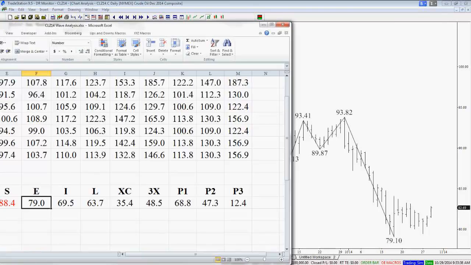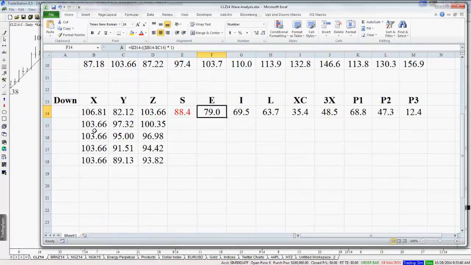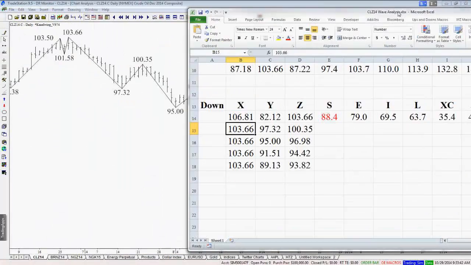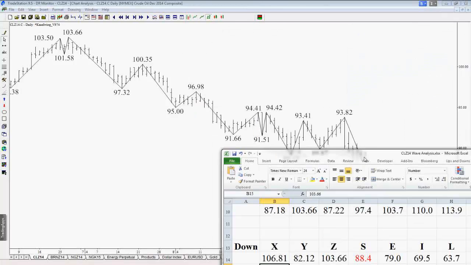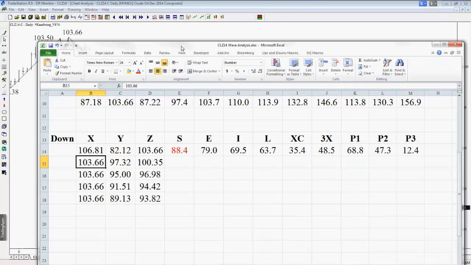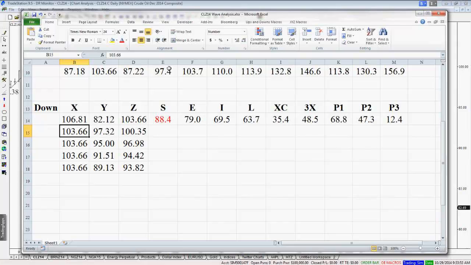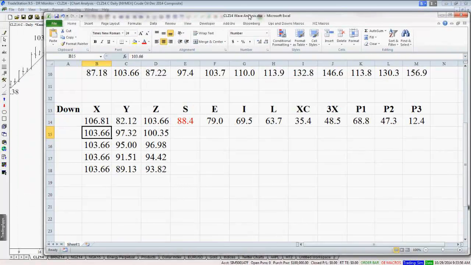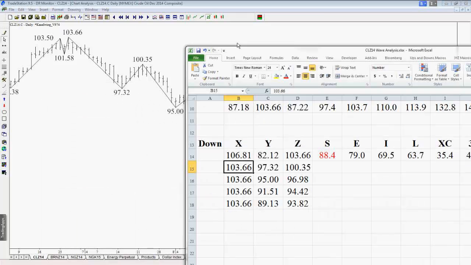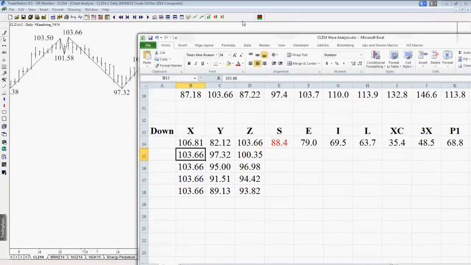Okay, now I've done most of that work already. All right, I've picked the waves down 103.66 to the 97.32 up to the 100.35 down to 95 back up to the 96.98 and so on. But one of the things that we can do, and this is a little trick that I wanted to show everyone that we ran out of time last week, you can actually cascade these. So you can see that, from 103.66, I can then start to pick waves down from 100.35.